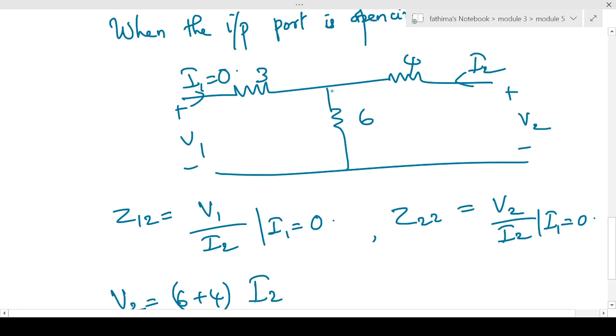So V1 is the voltage across this 6 ohm. Here I1 is equal to 0, so no current is flowing through this 3 ohm resistor. So V is equal to I into R, and that will be equal to 0. So the voltage V1 comes across this 6 ohm only. So the voltage across 6 ohm will be equal to 6 times I2. The current flowing through the 6 ohm is I2 only. So V1 will be equal to 6 times I2.